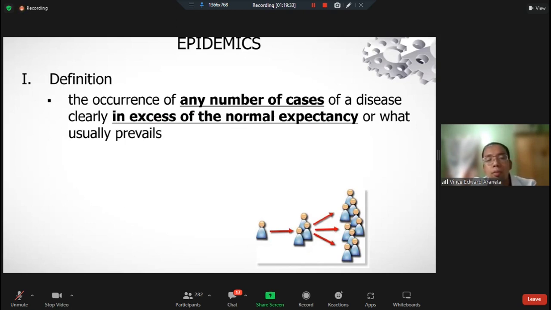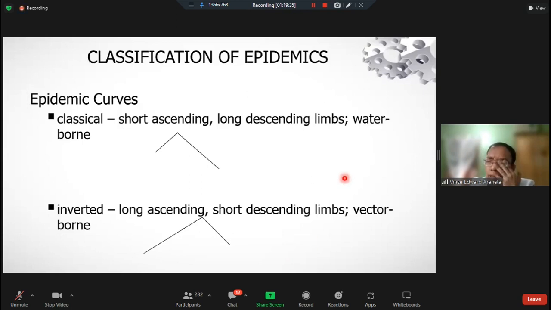Let's discuss some of the curves, because I think some past questions involved asking about epidemic curves. The basic curves, I'll just show in the next two slides, and then I'll also describe the curves shown by the CDC. The epidemic curves, first is classical. There are a short ascending and a long descending limb. This is usually when you graph waterborne diseases.